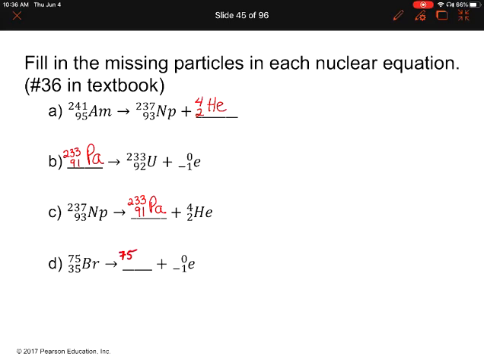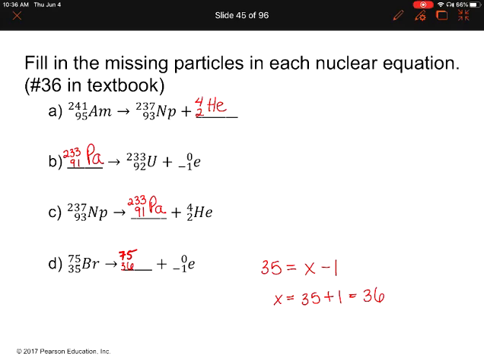And then we have to figure out the atomic number. So 35 is equal to x minus 1. So if we rearrange that, we have 35 plus 1. So that's equal to 36. And remember, during beta decay, a neutron becomes a proton. So that makes sense. We're seeing an increase in the number of protons.